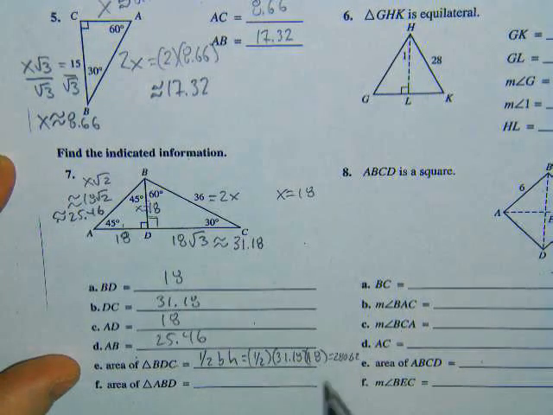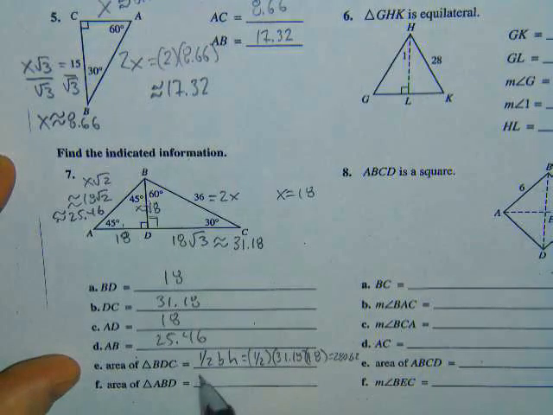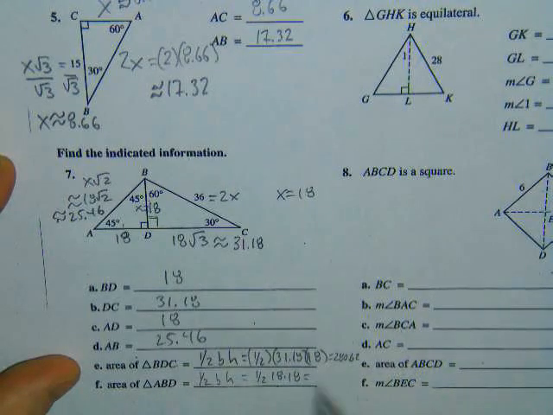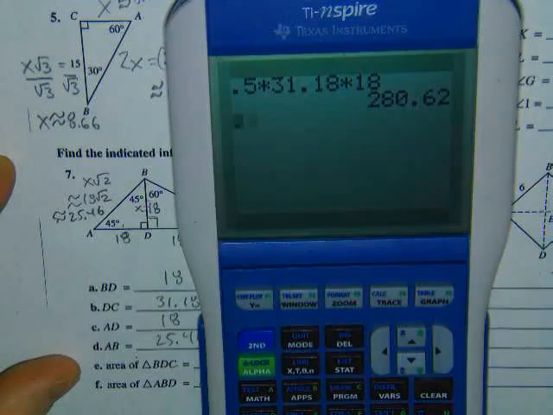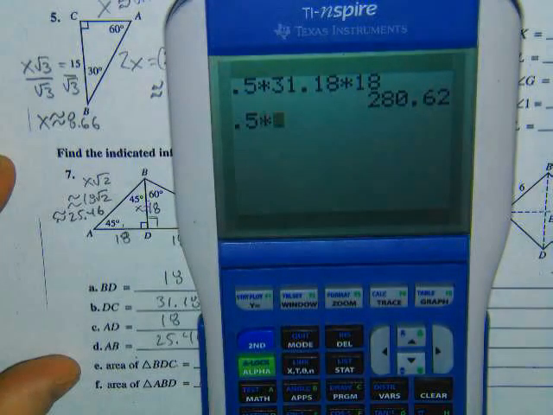ABD, same kind of thing. Base is 18, height is 18, so it's 1/2 of 18 times 18, or 18 squared. 162.